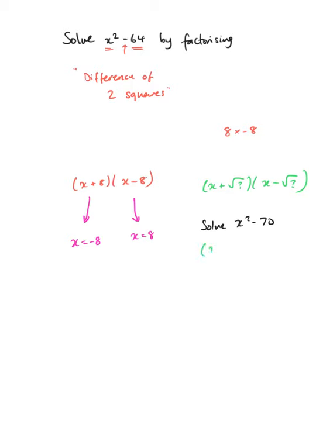So the answers to that would be x plus root 70 and x minus root 70. And then as we need to solve, of course, that will give me x equals minus root 70 and x equals root 70.